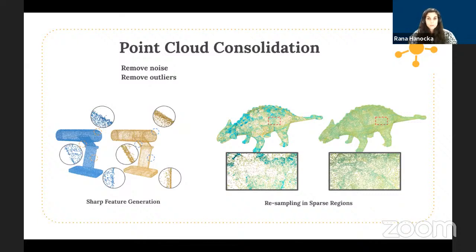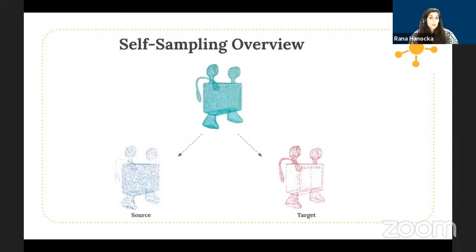For these reasons, we want to use a point cloud consolidation process, which means we add points on sharp features and inside sparsely sampled regions, as well as removing noise and outliers. And here are a few teaser results of our method. In this work, we build on some of the concepts that I showed you in our previous works. We perform point cloud consolidation from only the given input point cloud. And we do this by repeatedly self-sampling the input point cloud with global subsets that are used to train a deep neural network.